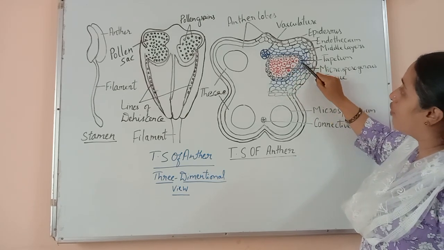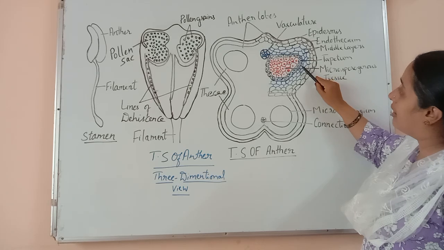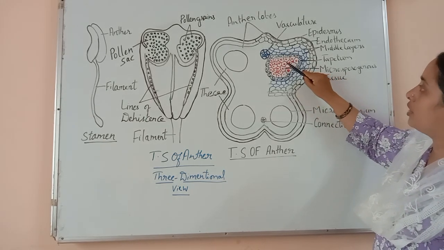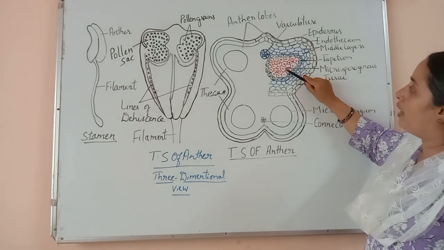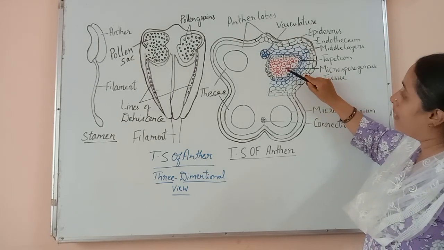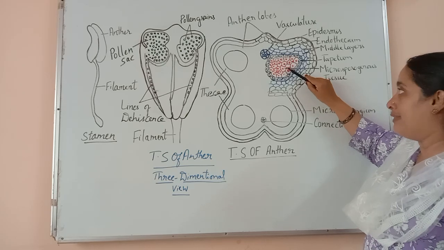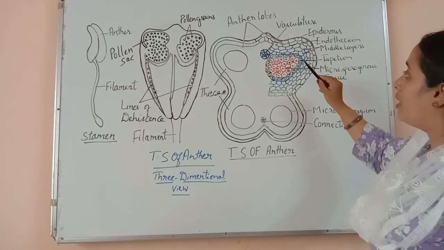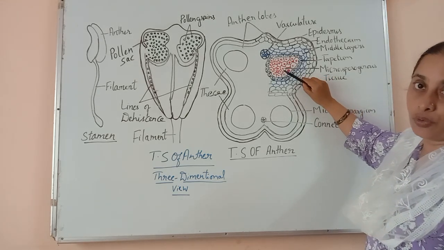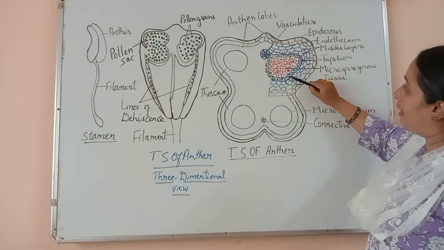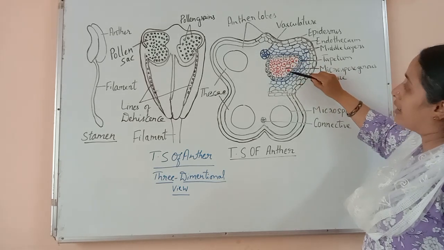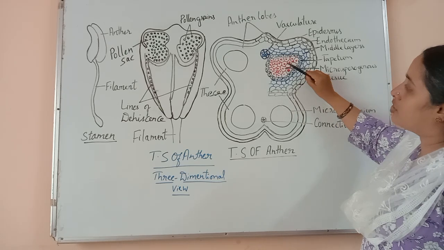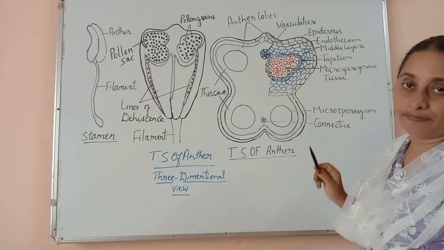The significance of tapetum is that it is the nourishing layer. It provides nutrients to the developing pollen mother cell or microspore mother cell, and then its meiotic division for the production of the pollen grains or microspores. So, the tapetal layer cells are going to continuously supply nourishment to the sporogenous tissue present within it.